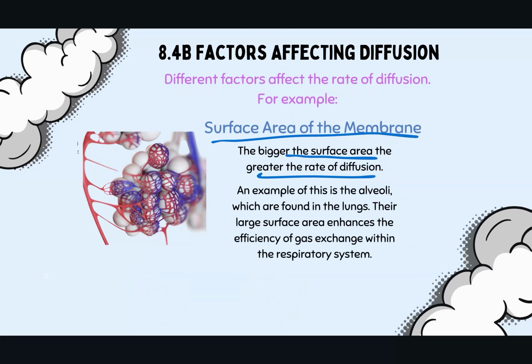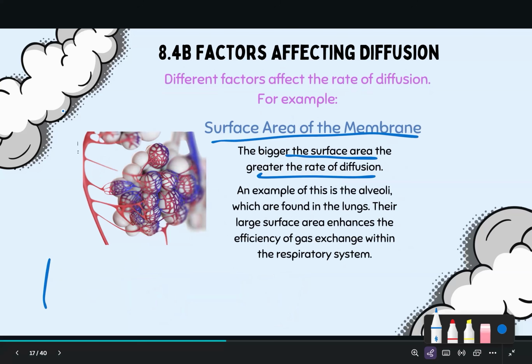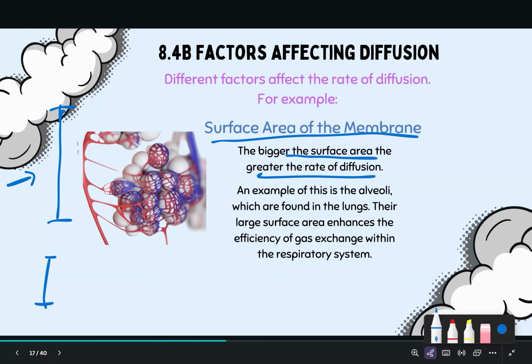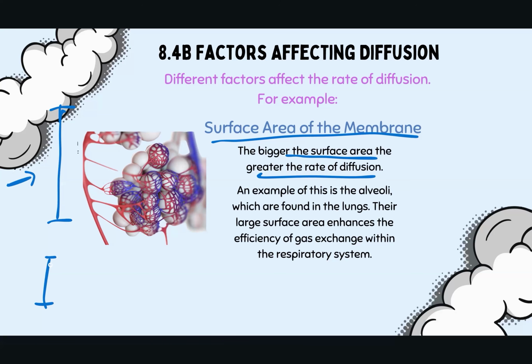If you have a surface that's only this big, and you've got a surface that's this big, which one's going to cause diffusion to occur faster? It's going to be the big one. Why? Because in the little one, the gas can only diffuse across this small area. In this larger surface, you're going to have more space for more gas to diffuse across.